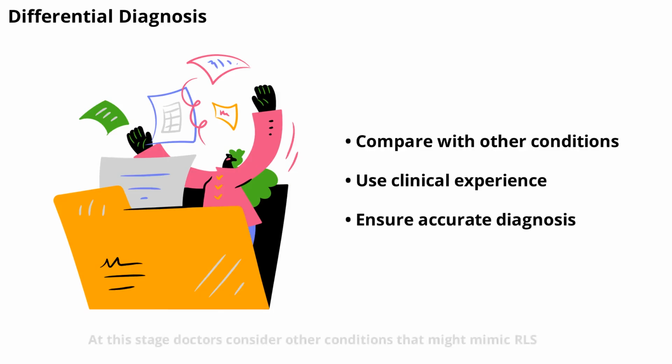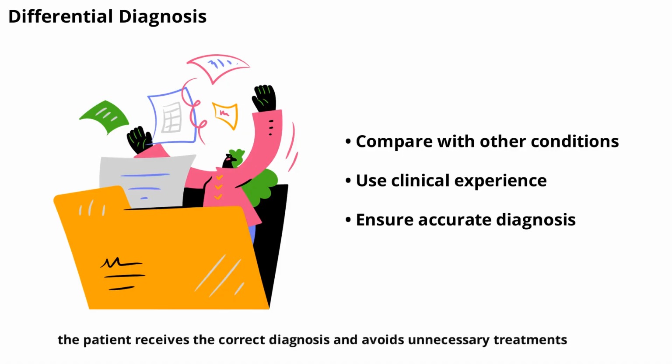At this stage, doctors consider other conditions that might mimic RLS, such as arthritis, muscle cramps, or anxiety disorders. They systematically compare the patient's symptoms with those of other diseases, using their clinical experience and available test results. This process of differential diagnosis is crucial for ensuring that the patient receives the correct diagnosis and avoids unnecessary treatments.